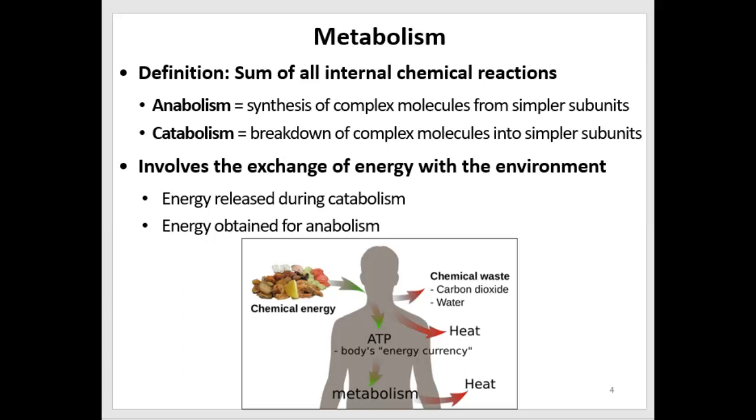Okay, so besides physiological variation, the second major theme is metabolism. Metabolism is just a term that describes all the chemical reactions that take place in your body. So the sum of all internal chemical reactions, so in all of your cells, in all of your organs throughout the body. Now these chemical reactions could be either anabolic or catabolic, and you have both going on simultaneously in your body.